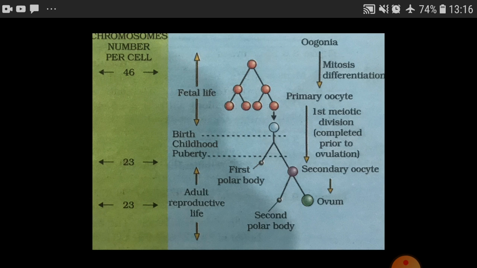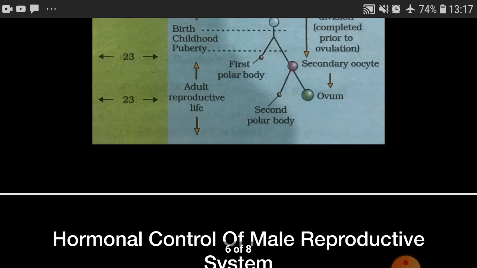So this is how you see only one functional ovum is formed at the end of the meiosis, whereas in spermatogenesis all the four spermatids are functional. In the female, during the process of oogenesis, as a result of the first meiotic division, the first polar body and the secondary oocyte are formed, and then at the second division, the second polar body and the ovum are formed. I hope it's clear to you. This is very important.